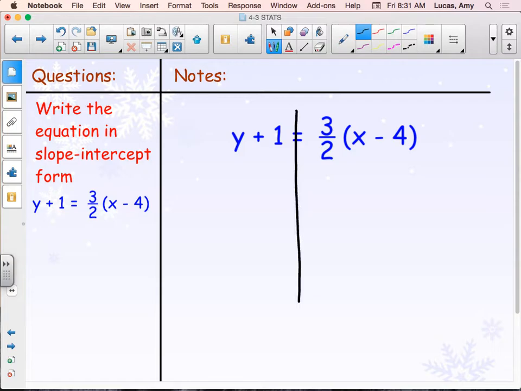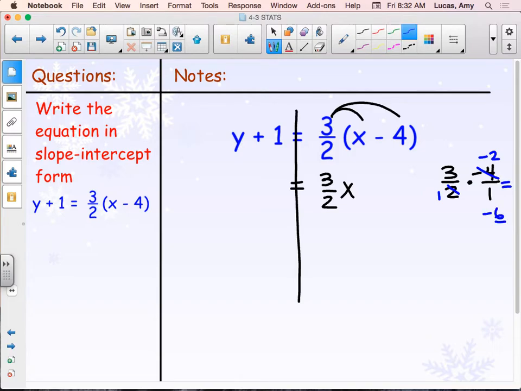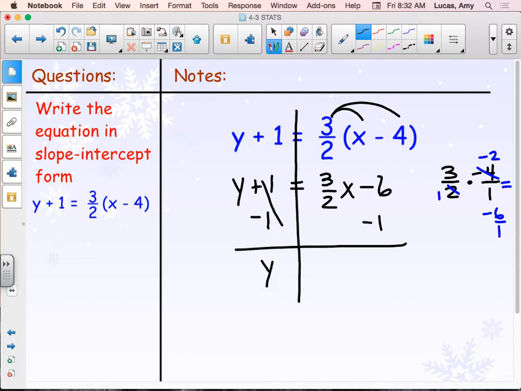A little fraction, because slopes can oftentimes be fractions. So a little fraction to work with. 3 halves times x is 3 halves x. 3 halves times negative 4 over 1. I could cross cancel. 2 goes into 2 once and into negative 4, negative 2 times. Then if I multiply straight across, I get negative 6 over 1, which is negative 6. So 3 halves times negative 4 is negative 6. Then I need to subtract 1 on both sides. So y equals 3 halves x minus 7.